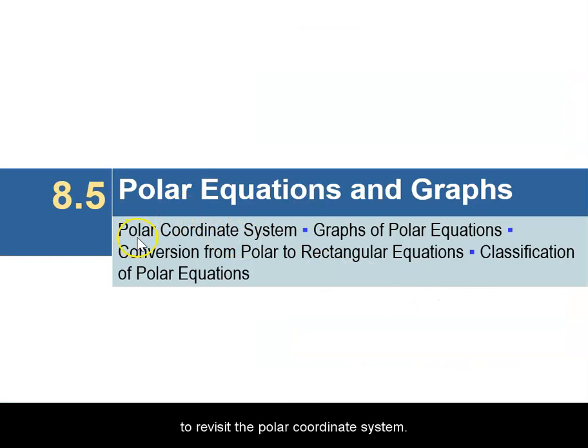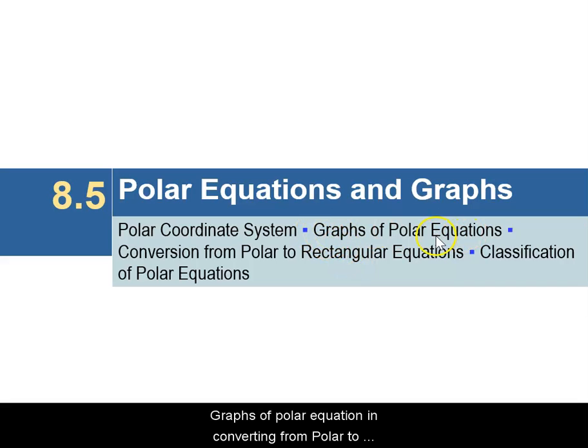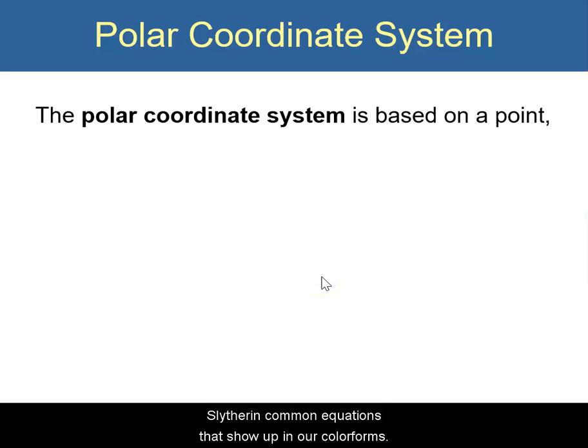So again, we're just going to revisit the polar coordinate system with graphs of polar equations and converting from polar to rectangular equations and vice versa, and classifying certain common equations that show up in our polar forms. Okay, so the polar coordinate system is based on a point, just like the rectangular coordinate system, right?